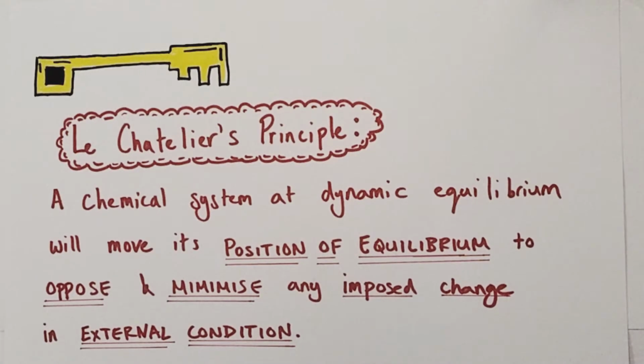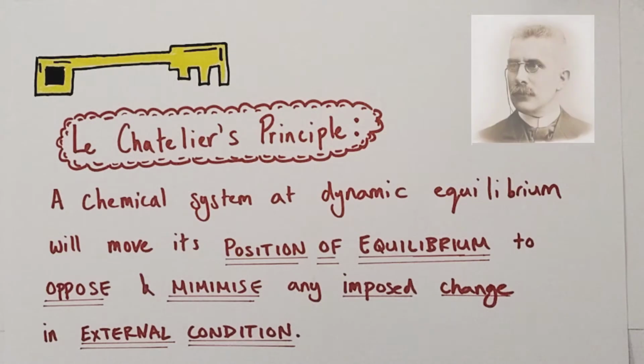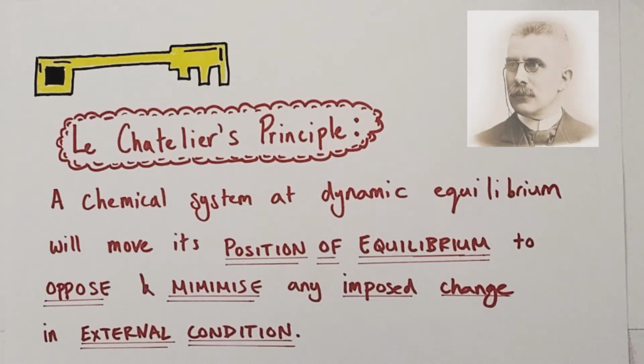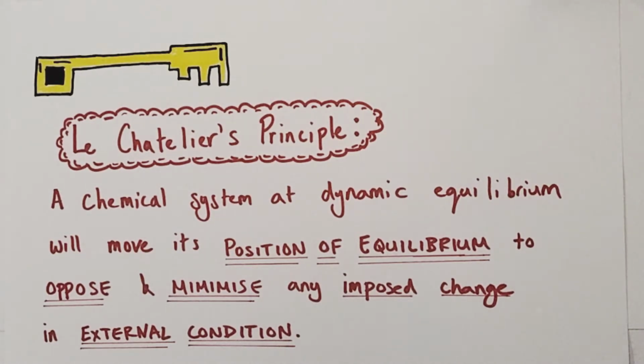Le Chatelier's principle dates back to 1884 and can be attributed to the French scientist and engineer Henri-Louis Le Chatelier. And it's a principle based on observations of dynamic equilibrium reactions and their behaviours as conditions are changed around them. What Le Chatelier very astutely recognised is that chemical systems at dynamic equilibrium were able to shift or move their positions of equilibrium to oppose or minimize any imposed changes in their external conditions.